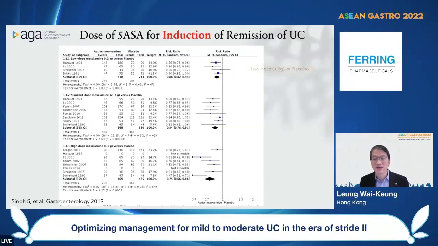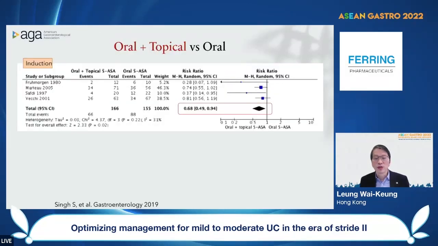And you can see that, in fact, there's a dose response, at least for induction therapy. If you use much higher dose, usually more than 3 grams per day, the response seems to be better than standard dose or even low dose 5-ASA. So for induction therapy, I think the higher dose of 5-ASA should be used. If the patient does not respond very well, you may consider, as recommended by the AOCC and APAGE recommendation, the combinations of oral and topical 5-ASA.